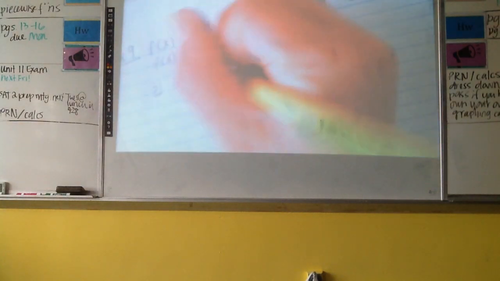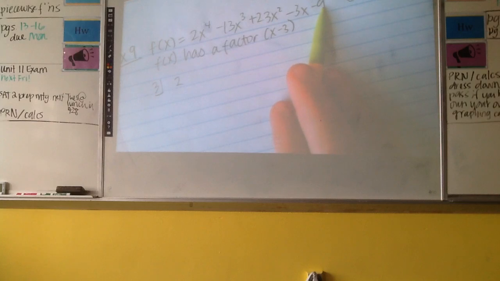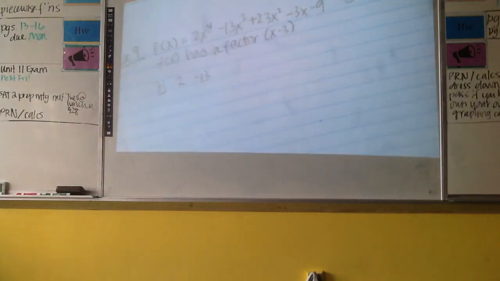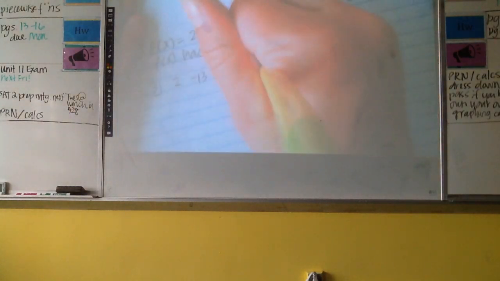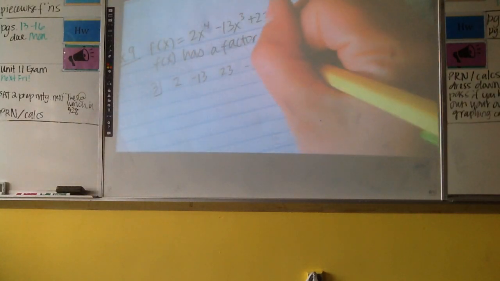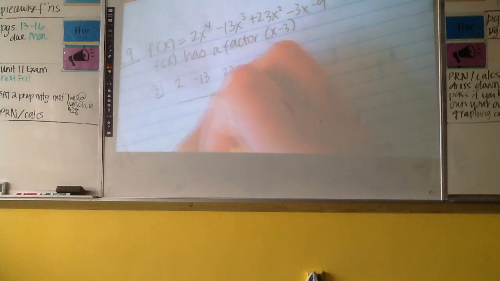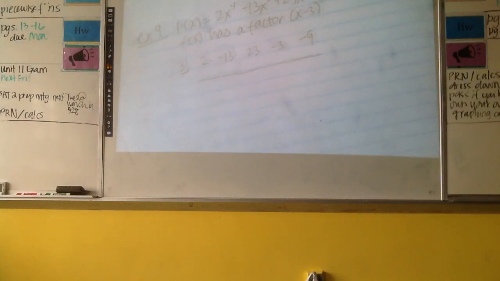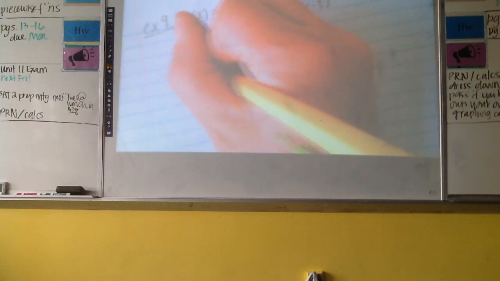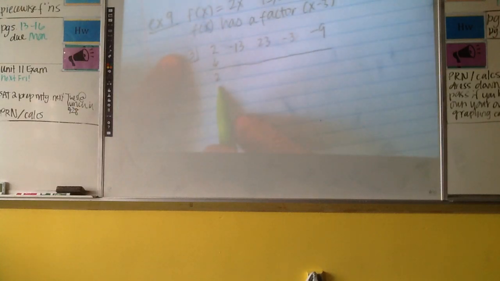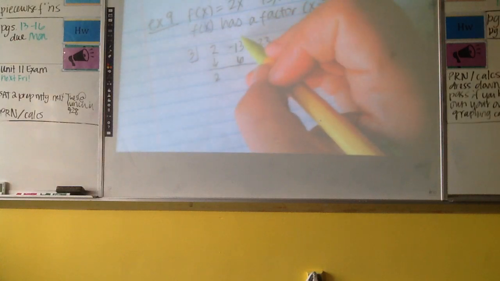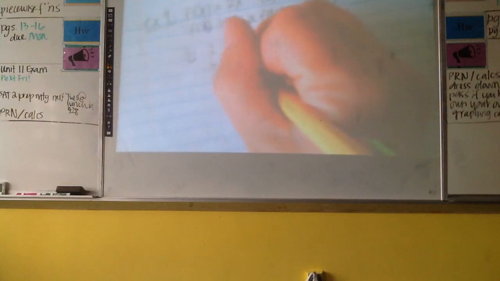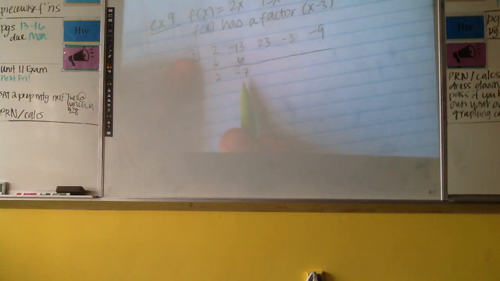You put the coefficients down of your original polynomial, so 2, negative 13, 23, negative 3, oops, not the x, just the coefficients, and negative 9. Draw a line. This is cute. You remember this? Bring down the 2 and multiply. 2 times 3 is 6. Now add. Negative 13 plus 6 is negative 7. Multiply.